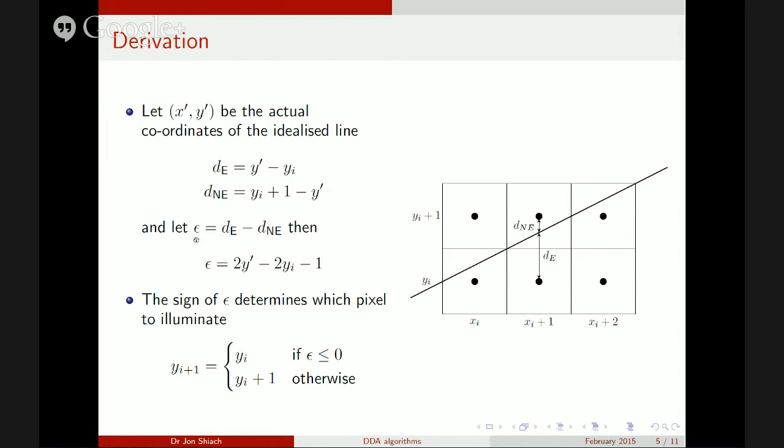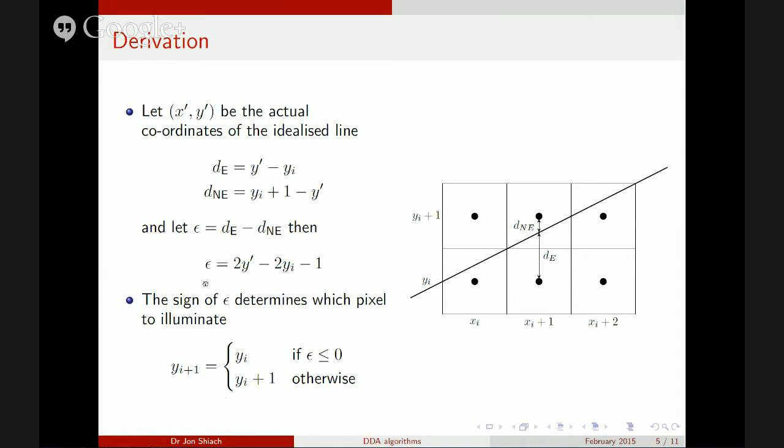What we do is we create an error. This epsilon means error. I'm going to let the error be DE minus DNE: the distance between the east pixel center and our line, and the distance between the northeast pixel center and our line. If I substitute these into this, I get this expression. So y prime is our actual line, and yi is this y coordinate here.